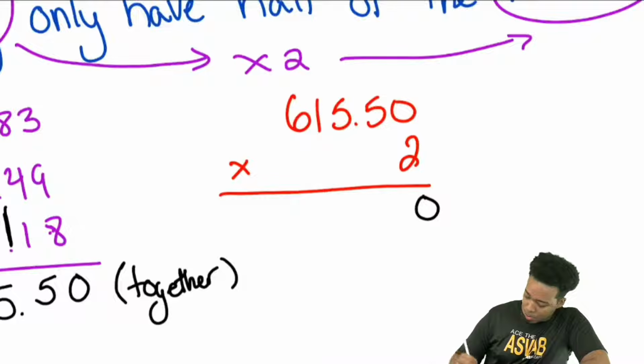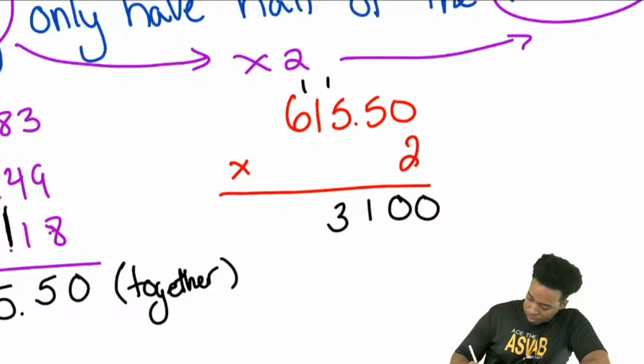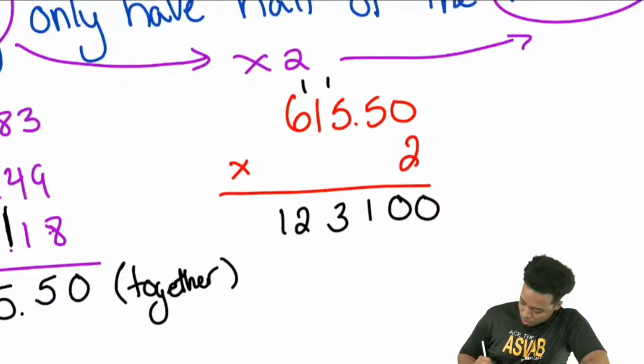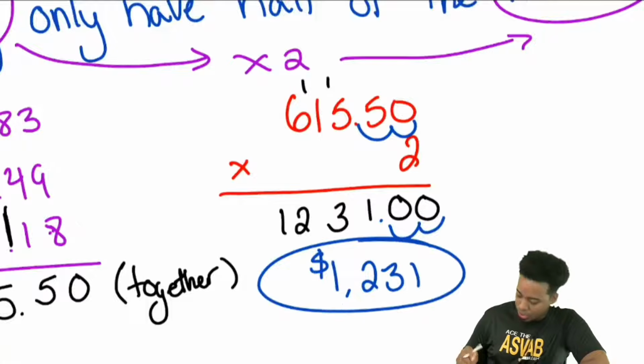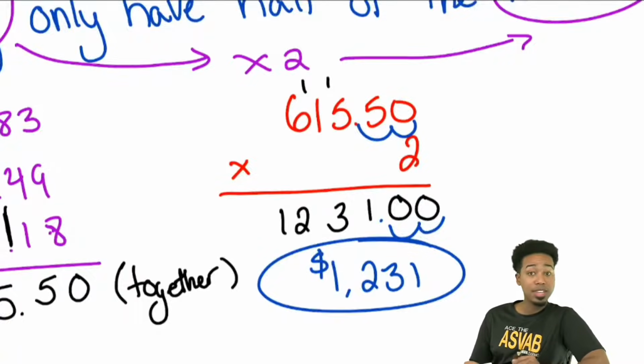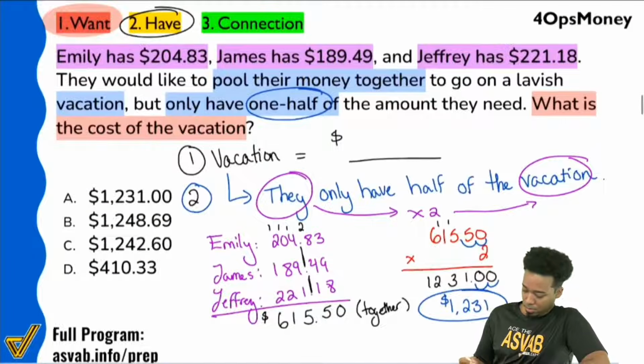0 times 2 is 0. 5 times 2 is 10. 5 times 2 is 10, carry the 1 is 11. 1 times 2 is 2, carry the 1 is 3. And then 6 times 2 is 12. So we used up 2 decimal places right here. So we'll bring 2 back, and we have $1,231 total dollars. That's the cost of the vacation for these 3 folks together. And we have that as answer choice A.